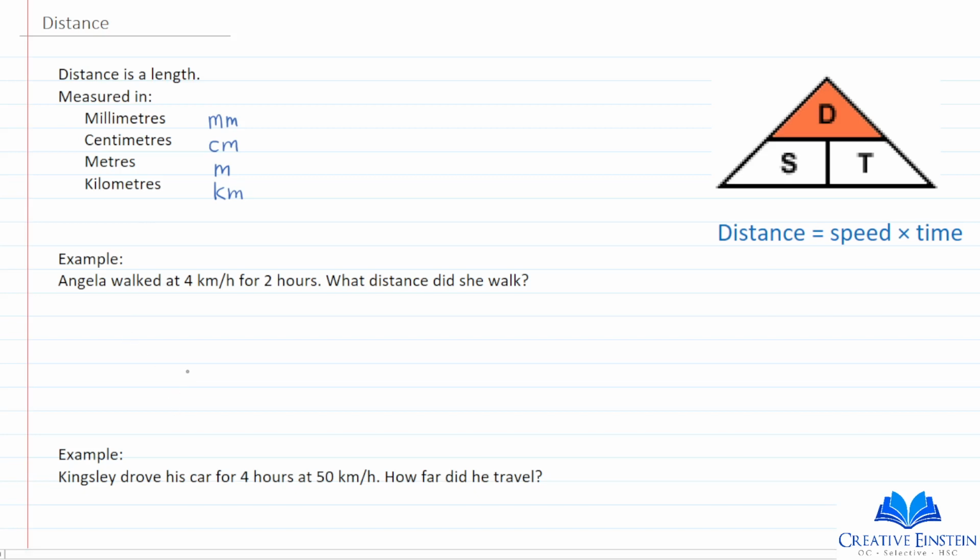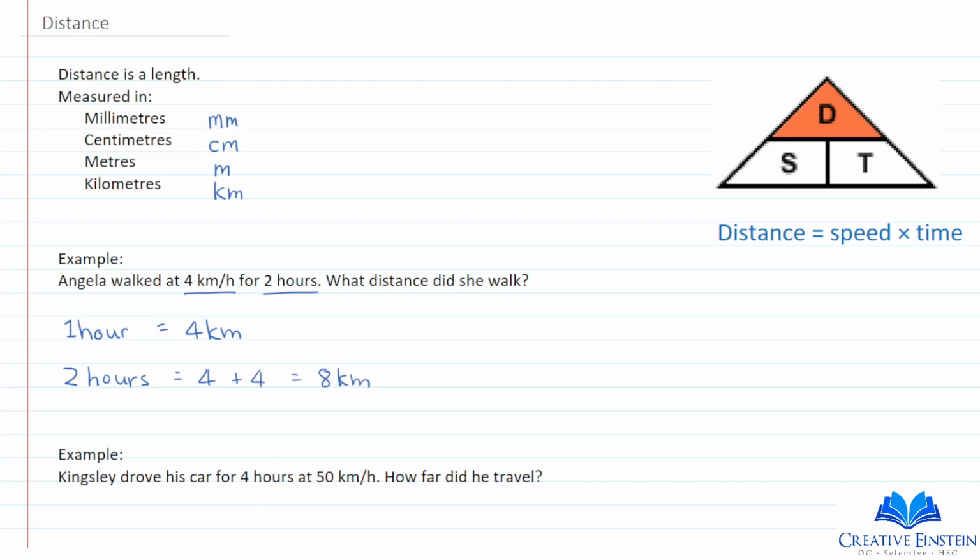Okay, first example. Angela walked at 4 kilometers per hour, that's the speed, for 2 hours, that's time. What distance did she walk? So if we look at this logically, in 1 hour, she can walk 4 kilometers. That's what 4 kilometers per hour means. So after 2 hours, she would be walking 4 kilometers in the first hour and 4 kilometers in the second hour. So 4 plus 4 equals 8 kilometers.